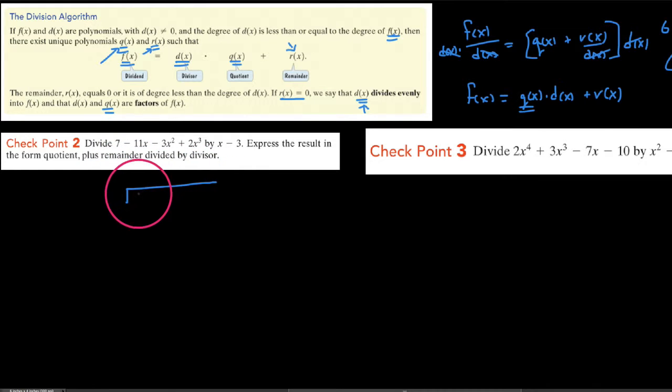We need to rewrite this so that it's in standard form. So we say 2x cubed minus 3x squared minus 11x plus 7, and we're dividing this by x minus 3. So let's go ahead and get started here.